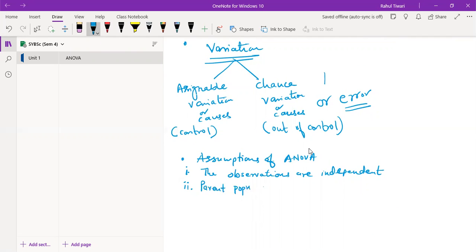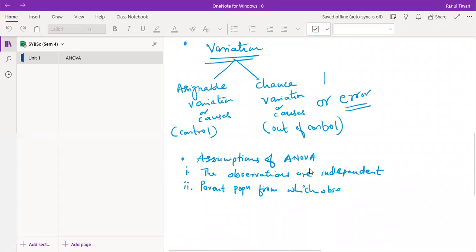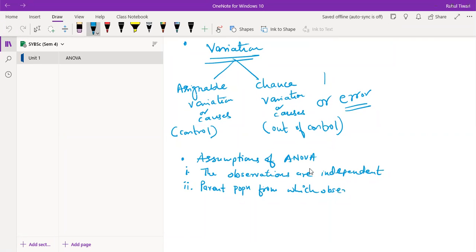The second assumption: the parent population from which the observations are taken is normal.